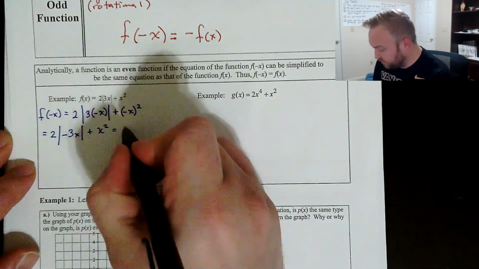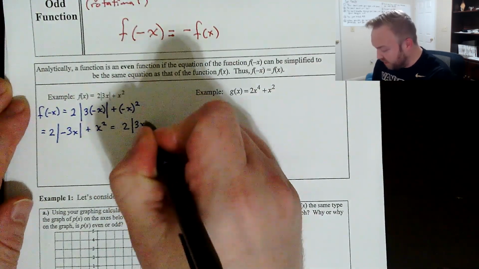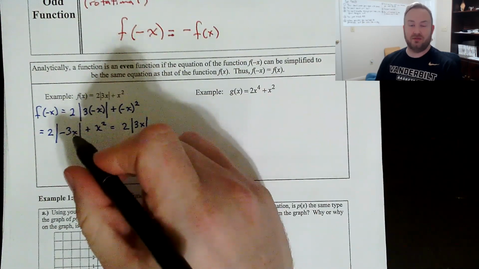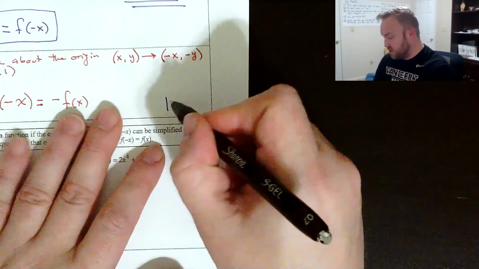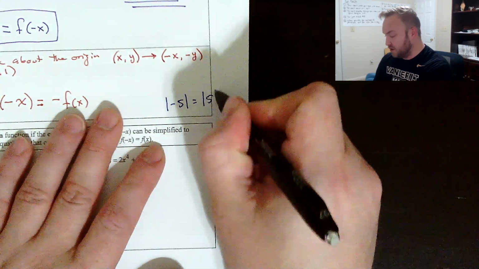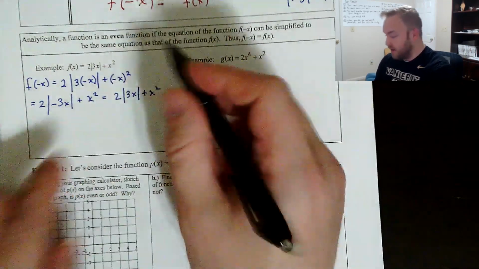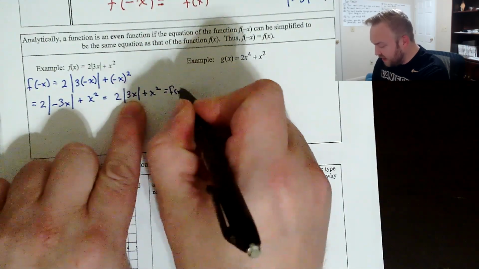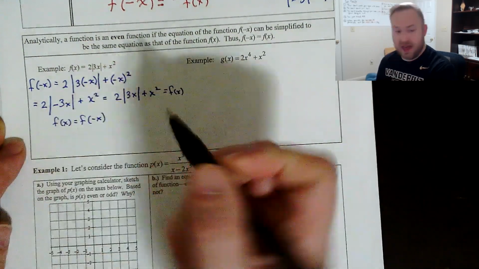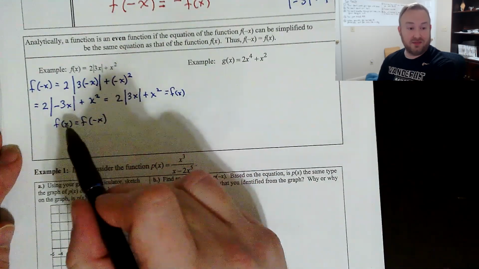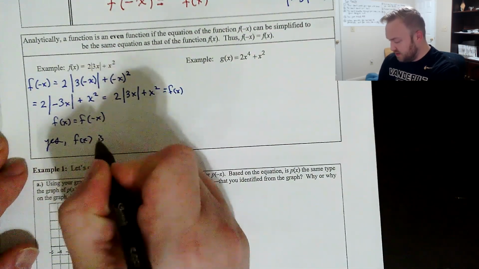Now, the other thing is that if you do the absolute value of a negative, it's the same as doing the absolute value of a positive. The absolute value of negative 3x is the same as the absolute value of positive 3x. Just like, for instance, the absolute value of negative 5 is equal to the absolute value of positive 5, right? And they're the same thing. So I can remove that negative, and look here, that is exactly the same as f(x). So I have shown that f(x) is equal to f(-x). I plugged in negative x and I found that it simplifies to the same thing as f(x). So yes, f(x) is even.